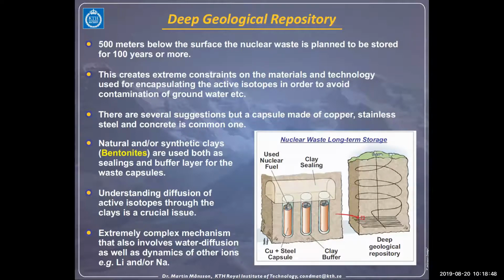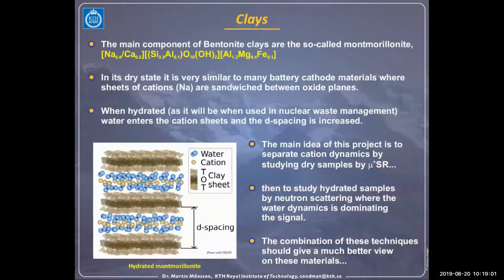This is very, very complex because it also involves water diffusion as well as dynamics of the active isotope, but also many of these clays have lithium and sodium in them, by chance. One of the main components, depending on the clay, in bentonite clays is montmorillonite. In its dry state, it's very similar to battery material actually. It has some sort of metal oxide sheets, and then you have water with cations in here. When you hydrate, water goes in, and this expands in this direction.